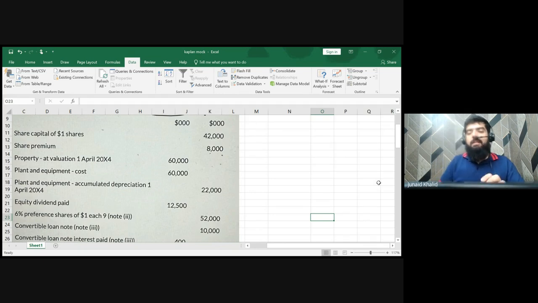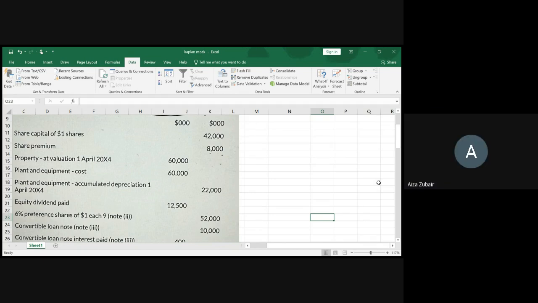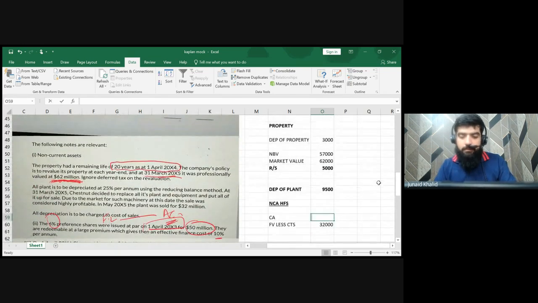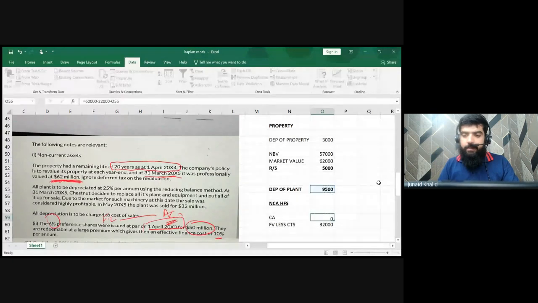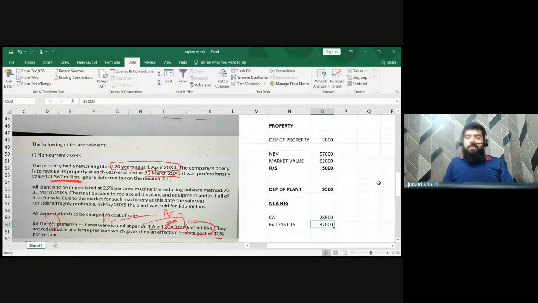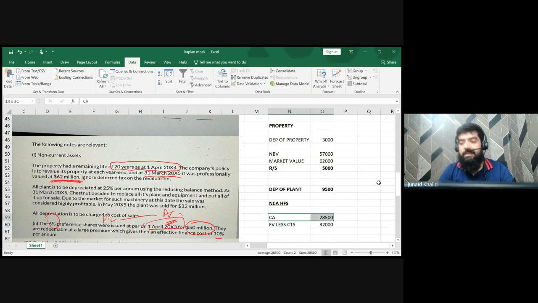Can you please let me know the carrying amount? How will the carrying amount be calculated? 28,500. How did you calculate this? I did 60,000 minus 22,000 and then subtracted 9,500. Excellent. So it means 28,500. Which amount is lower, the carrying amount or the fair value less cost to sell? The carrying amount. So the plant will not be measured in the balance sheet, but the non-current asset held for sale will be recorded at 28,500, right?